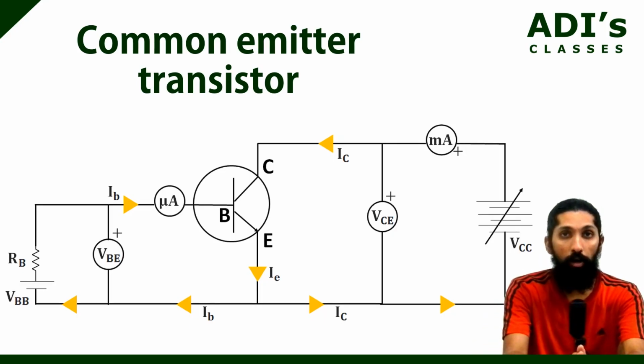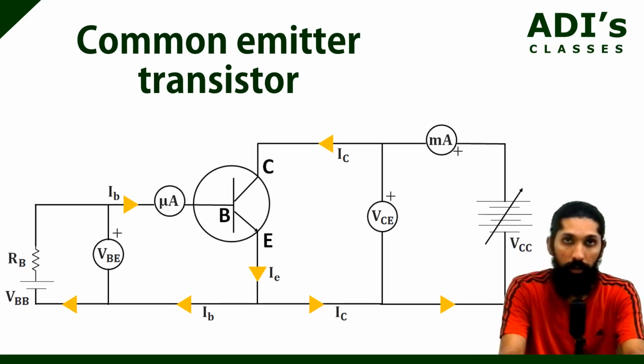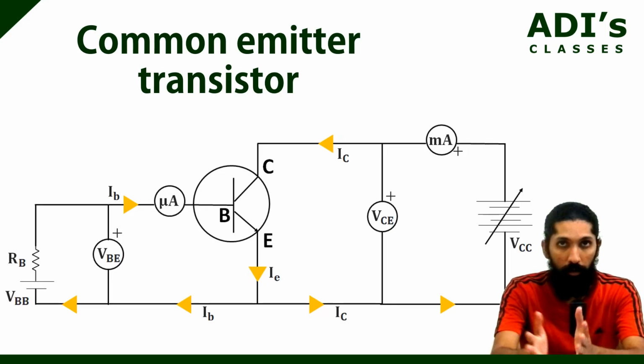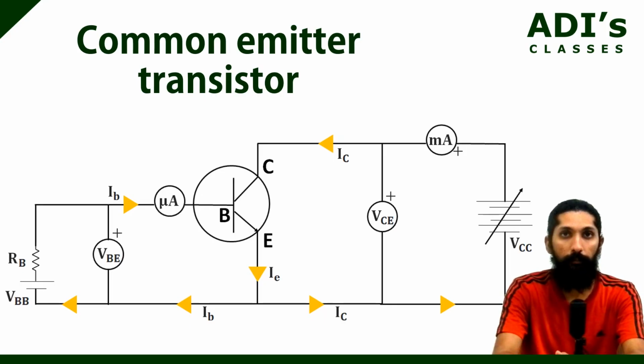We call it a common emitter configuration because the emitter is the common part for both the base and the collector. Generally, the base is the one connecting both of them, correct? The emitter and the collector. Now, the emitter is the common part. That's why we call it CE configuration or CE characteristic.